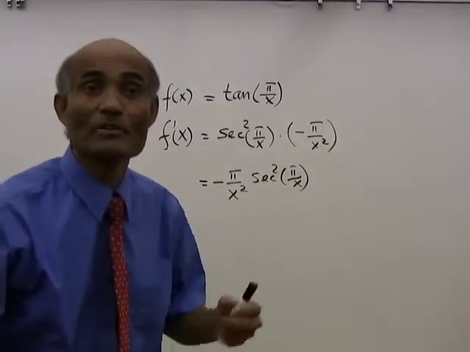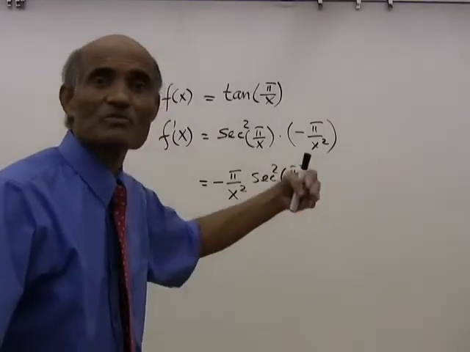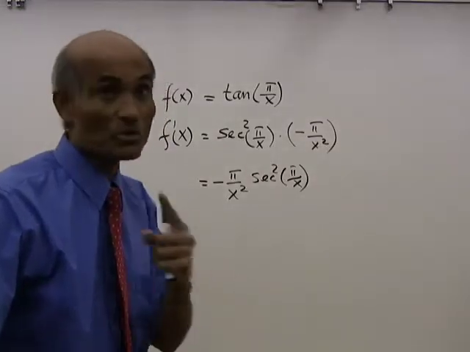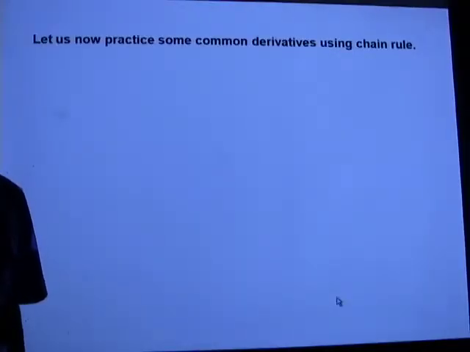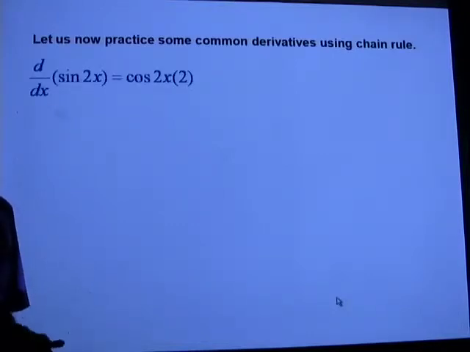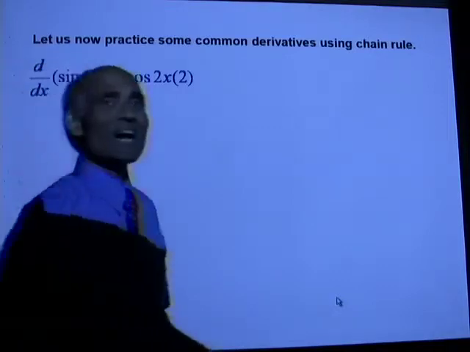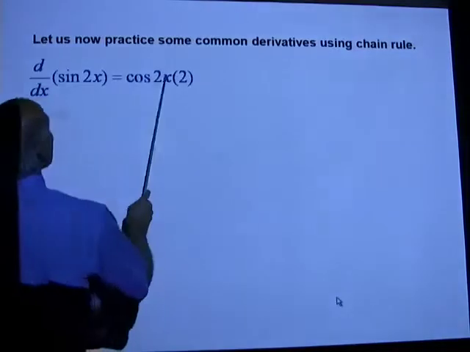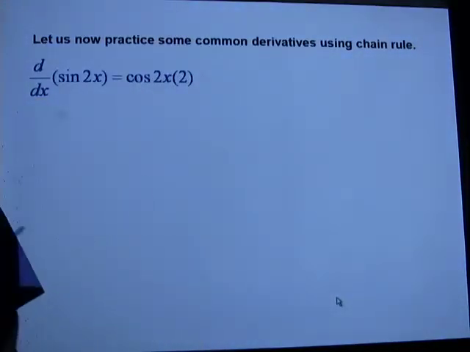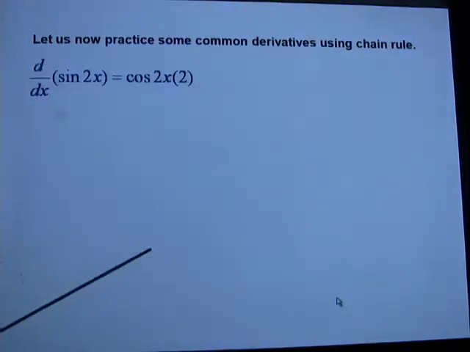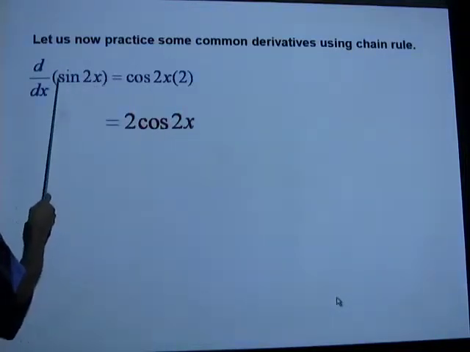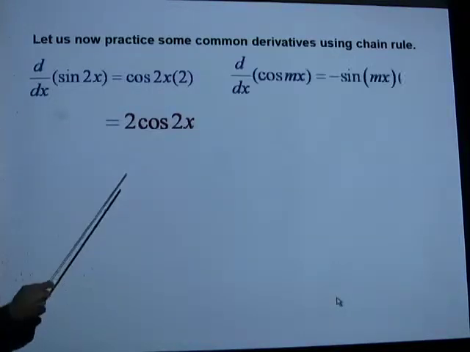But you need to understand this process. Then you will enjoy. You can actually do a number of these, which will really be a pleasing experience once you understand it. Now let's practice some more of these from the PowerPoint that I have provided. Look at this. The derivative of sine of 2x is cos of 2x times 2. That's something that we talked about already. That would be 2 cos 2x. The derivative of sine 2x is 2 cos 2x.